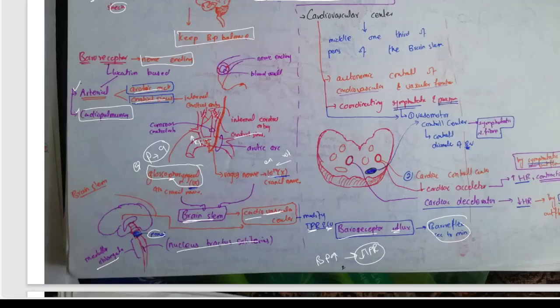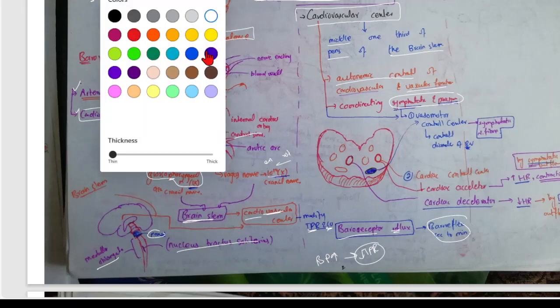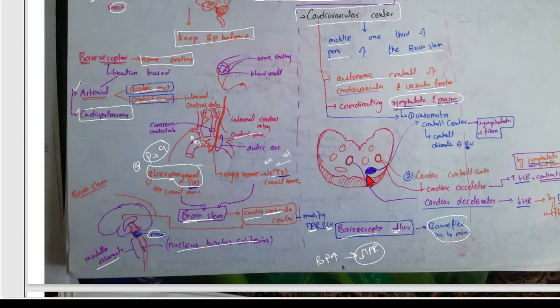When the signal goes toward the cardiovascular center, what will it do? The cardiovascular center is present in the middle one third of the pons of the brainstem. It provides autonomic control of cardiovascular and vascular function, coordinating the sympathetic and parasympathetic systems. First of all there is the vasomotor center, the vasomotor control center. Its sympathetic nerve fibers control the diameter of the blood vessel.